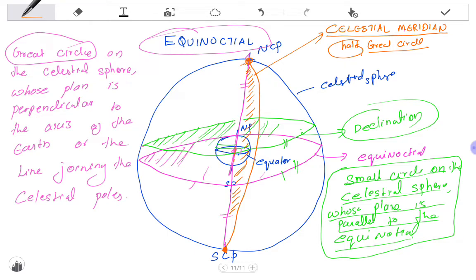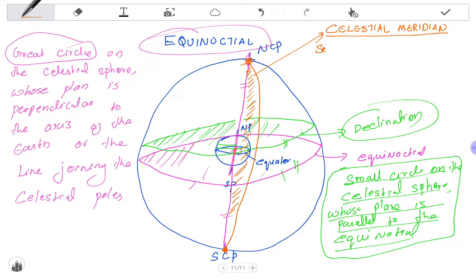So the definition is a half great or semi great circle on the celestial sphere, the plane of which passes through the center of the Earth and the celestial poles. Let's write a proper definition here. Celestial sphere I can remove, because you know what the celestial sphere is. So what is a celestial meridian?